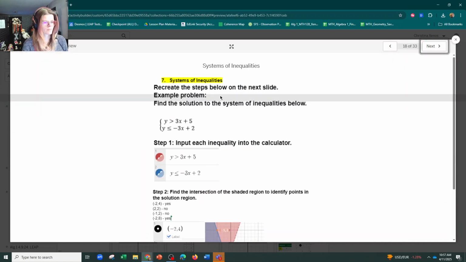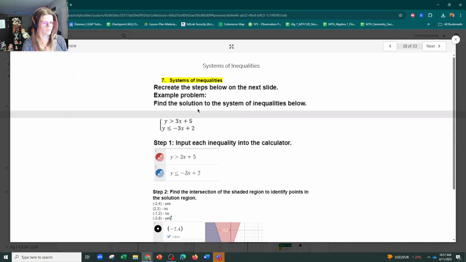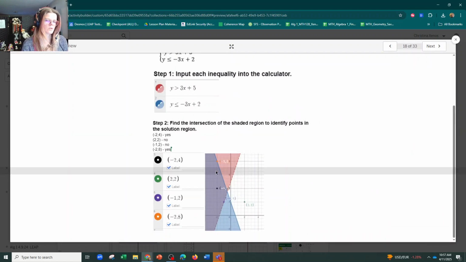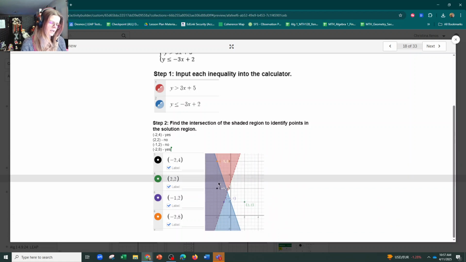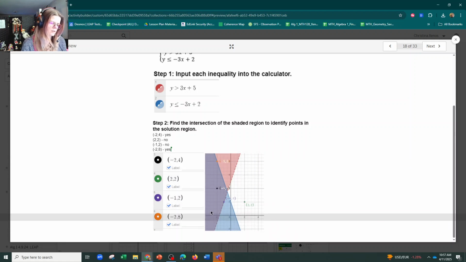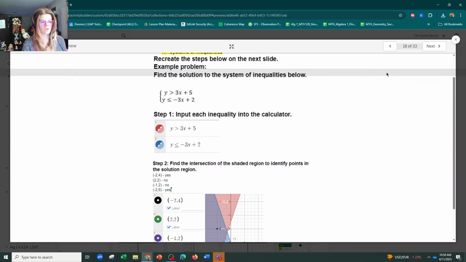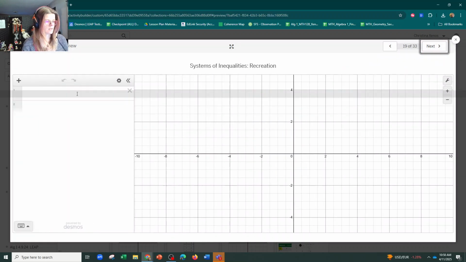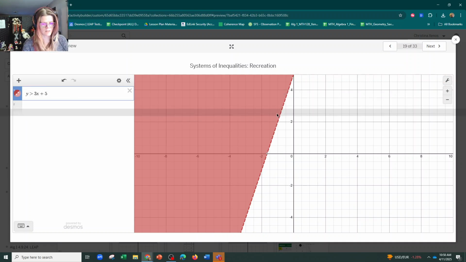Next. Systems of inequalities is our next one here. This process is very similar, except with inequalities, we have a little bit more than just one point. We have overlaying inequality regions here. So these are the same too. We have inequality symbols instead of equal signs. So y is greater than 3x plus 5. I can see that it's dashed.